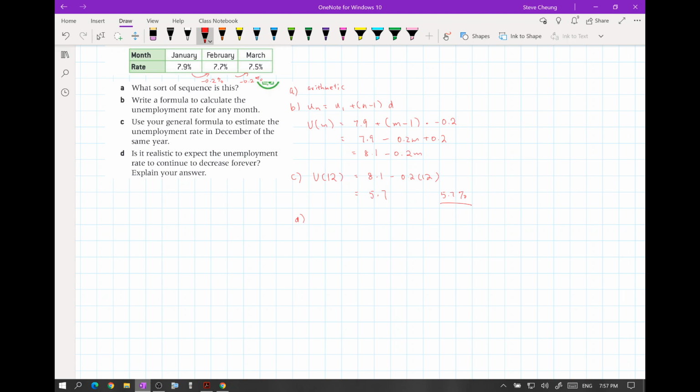Is it realistic to expect the unemployment rate to continue to fall? No, it should not fall below 0%. Because if you keep decreasing by 0.2 and you don't stop it, yeah, it will go to a negative unemployment rate, which could be a good thing, right? Maybe the machines are doing so much work that they are not counted as human.